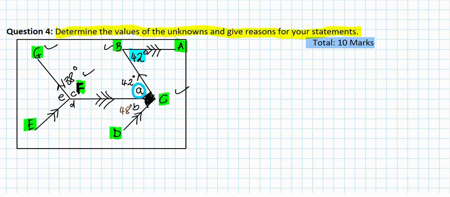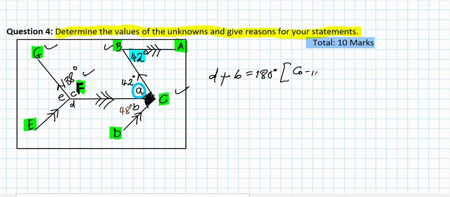So we just said angle D plus angle B is equal to 180 degrees. Reason, because they form a C or a U shape. When they do that, we call them co-interior angles. Since they're co-interior angles, they need parallel lines. So we have the parallel line EF being parallel to the line DC.